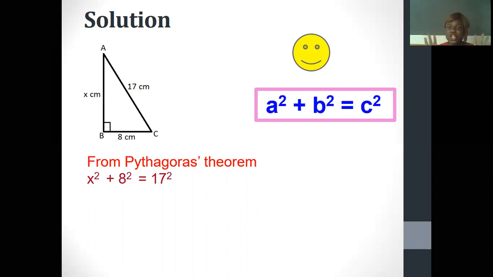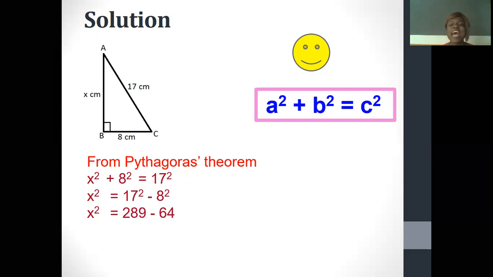Okay, now the next thing we need to do is, follow me. Balance is important. There are two ways to solve this anyway. You can decide to subtract 8 squared from both sides, but I usually say let's take 8 squared to the other side. So x squared becomes 17 squared minus, now instead of plus this becomes a minus, or you're subtracting from both sides. So minus 8 squared. So 17 squared minus 8 squared. Follow me.